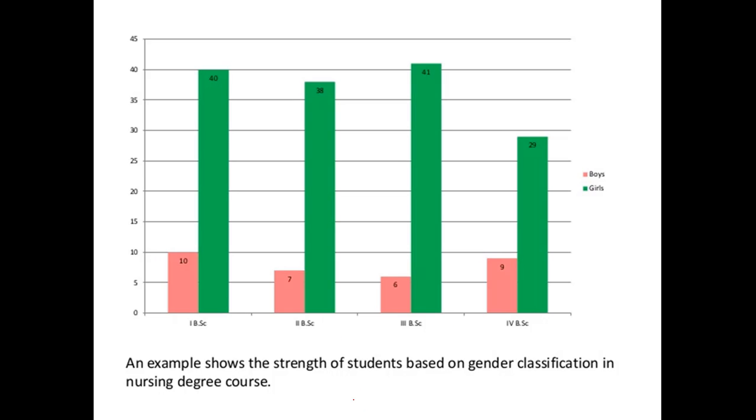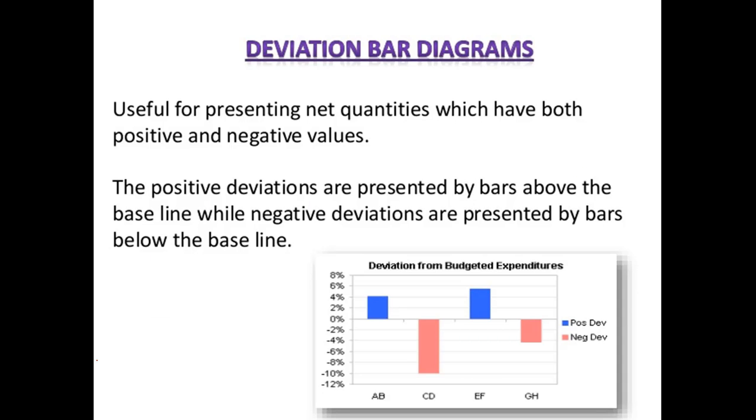An example shows the strength of students based on gender classification in nursing degree courses. 40 girls are there in BSc nursing, and only 10 boys have taken admission in BSc nursing. Similarly, we can find out for different data.